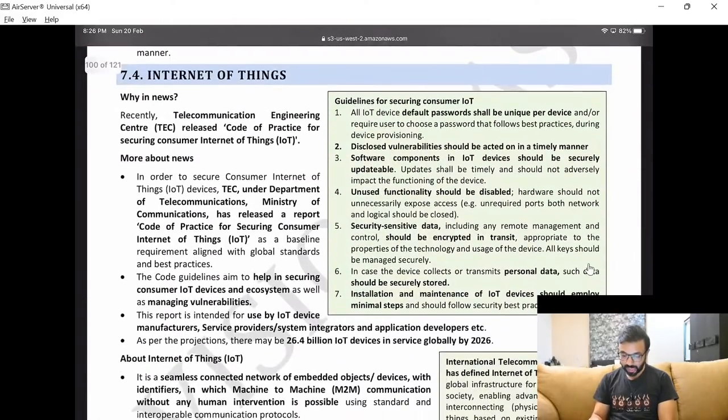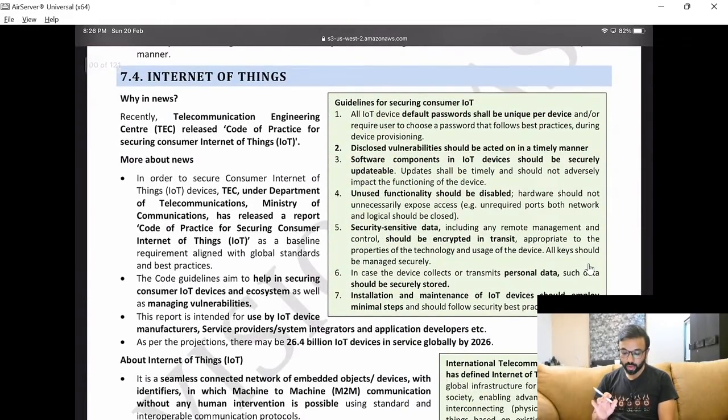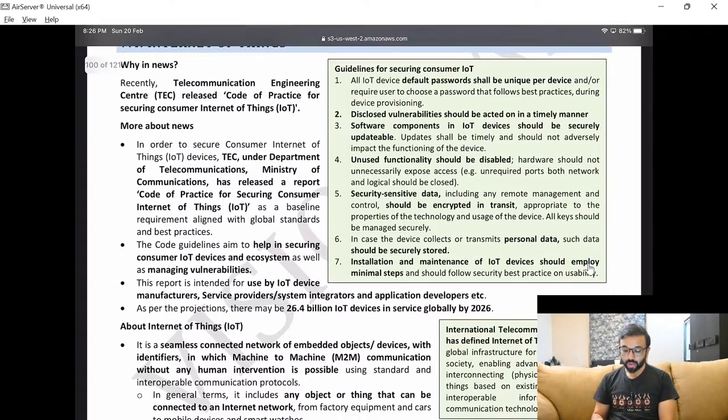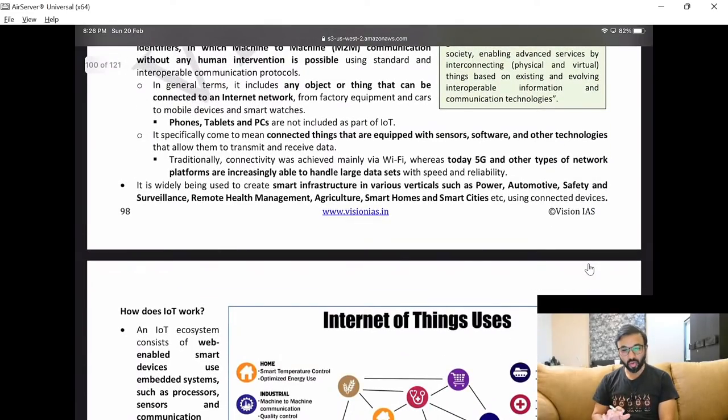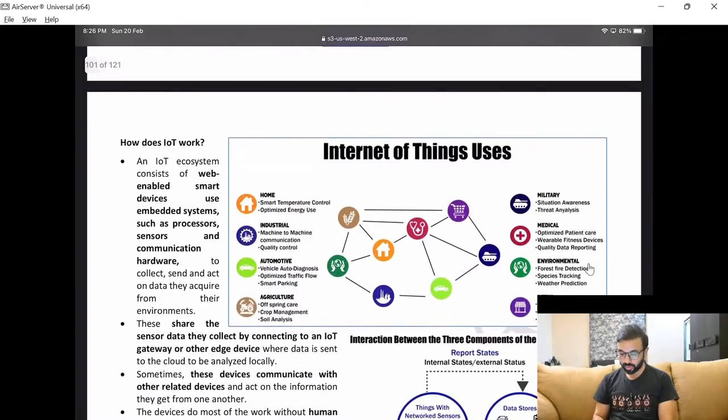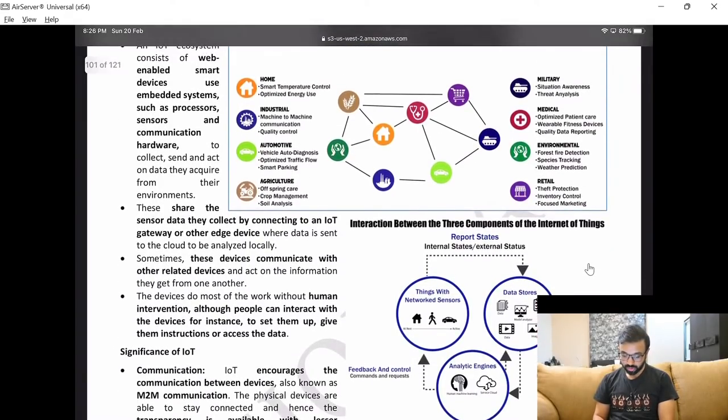So here, Internet of Things. Now they have told you why it is in news. Okay, because a code of practice for securing consumer Internet of Things was given out by TEC, Telecommunication Engineering Center. Thoda uske baare mein padh lo. But this kind of news doesn't really come in UPSC. Padh lo, but usko zyada uske upar pagal hone ki zarurat nahi hai. You don't have to become too serious about it.